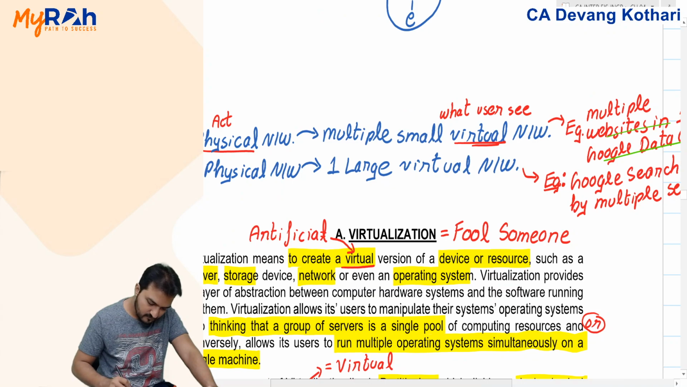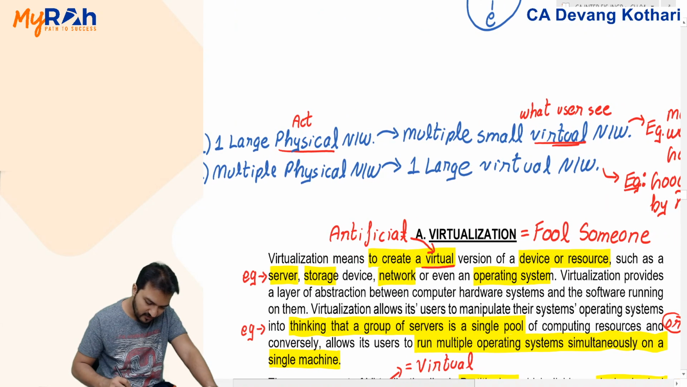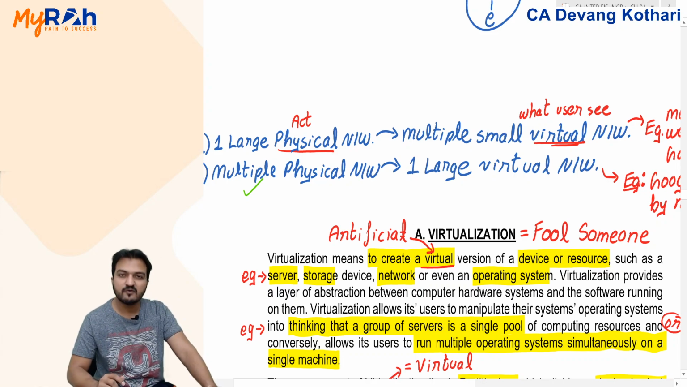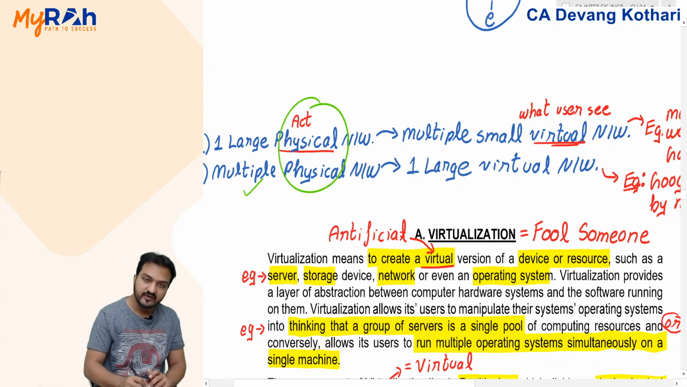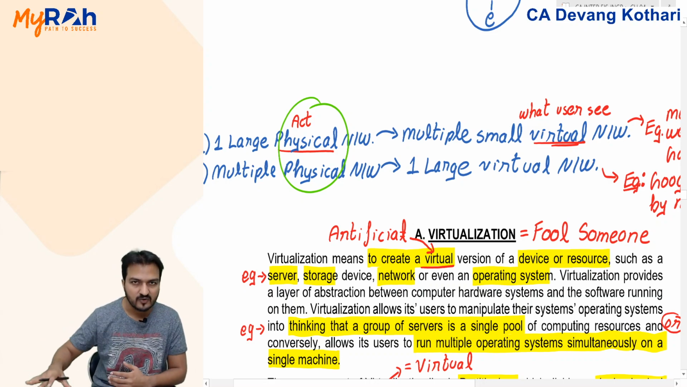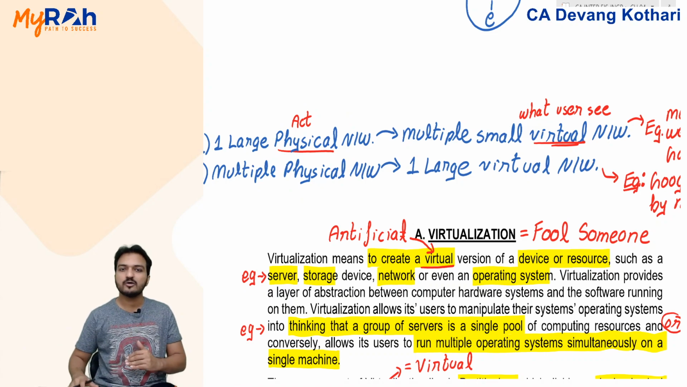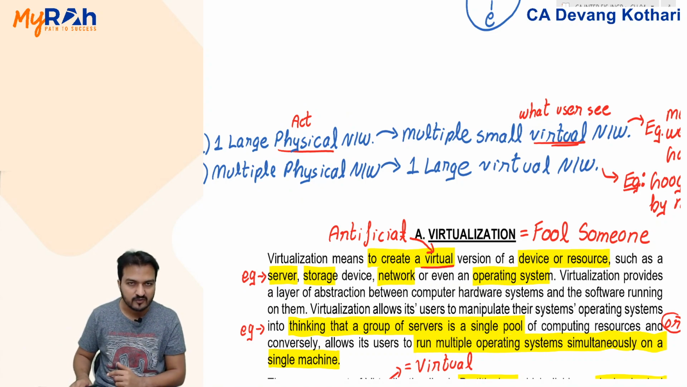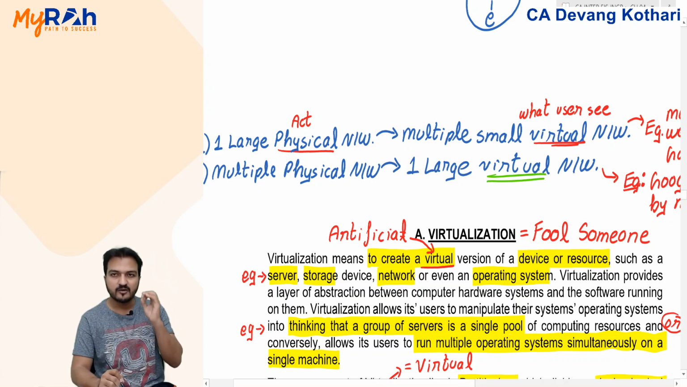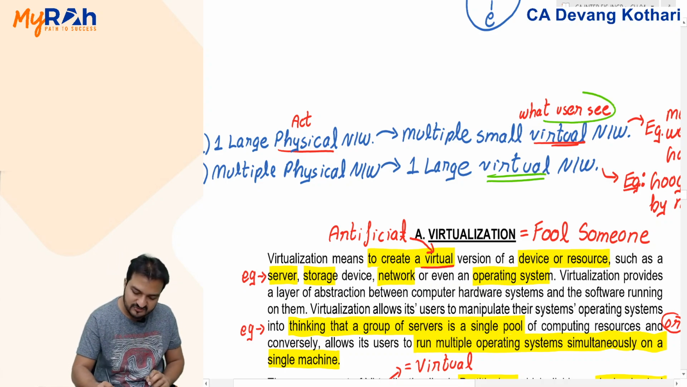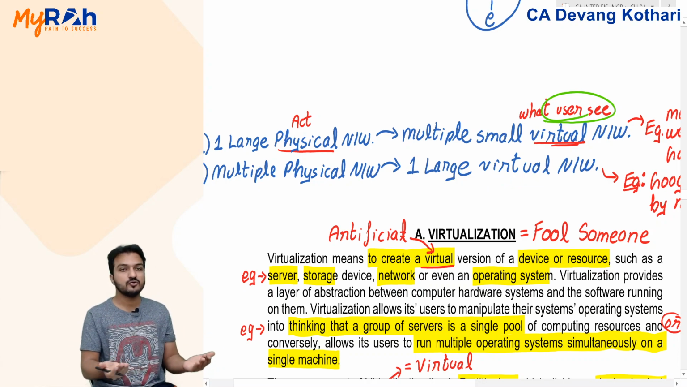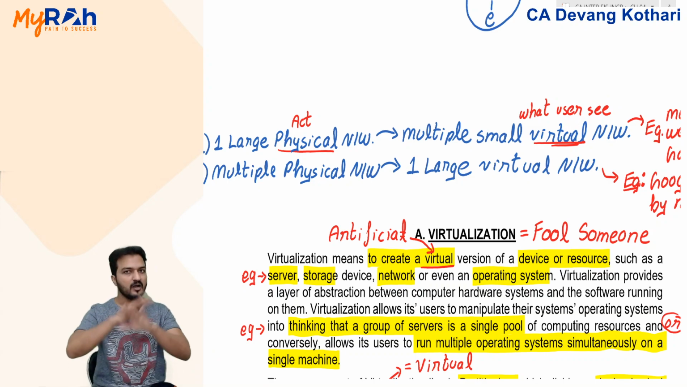While the second example also we have discussed, I say multiple physical networks. Physical means actual, real. So in reality there are multiple networks, many small networks, but the user will see as if it is one large network. User will see as if it is one large virtual network. Remember, virtual means what the user will see. So physically there are multiple networks, but what the user will see is one large virtual network.